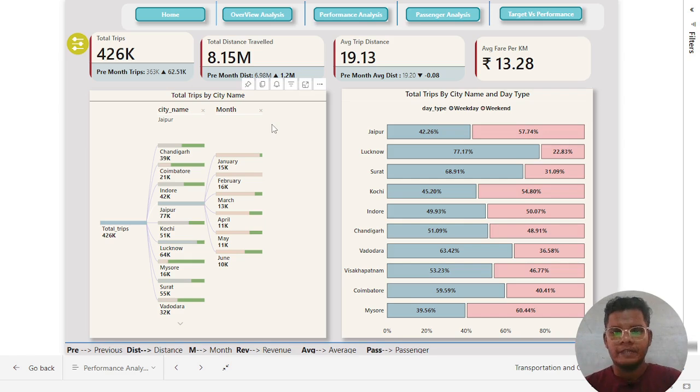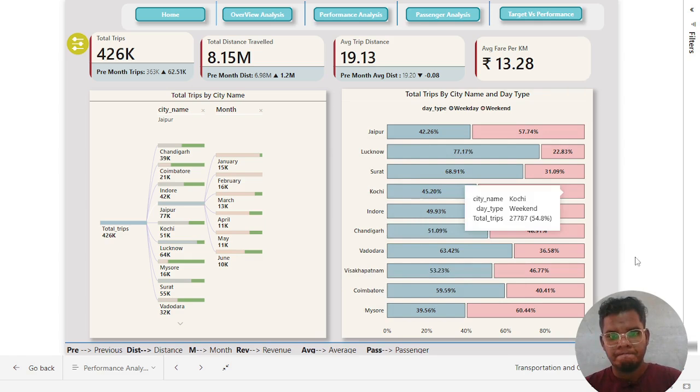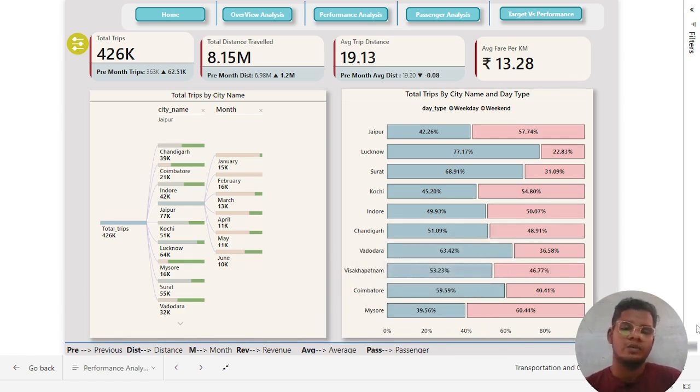Likewise, in Jaipur the weekday is very low and weekend is very high. Surat weekday is very high, weekend is very low. Then Kochi 45 and 54, it's low in weekday, high in weekend. And then Visakhapatnam is also 53 percentage weekday, very low in weekend. Mysore is 39 percentage in weekday and 60 percentage in weekend. Why are there these fluctuations in percentage by city, weekday and weekend? Let's dig deep into that.